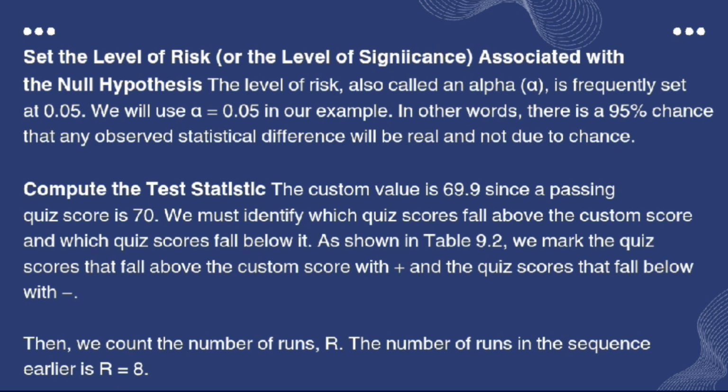Since the passing quiz score is 70, we must identify which quiz scores fall above the custom score and which quiz scores fall below it. As shown in table 9.2, we mark the quiz scores that fall above the custom score with positive and quiz scores that fall below with negative. Then we count the number of runs. The number of runs in the sequence earlier is R equal to 8. So our alpha is 0.05.